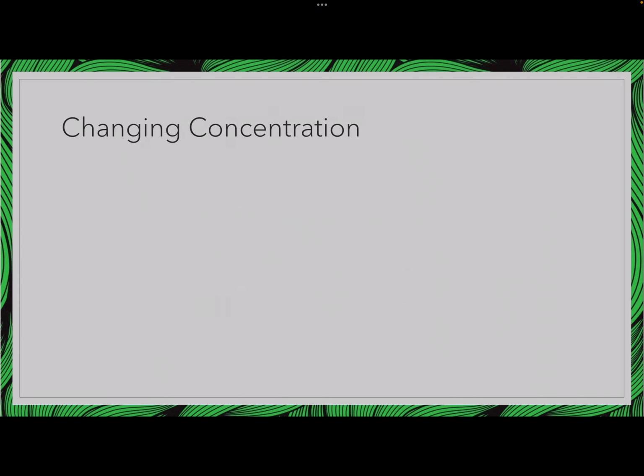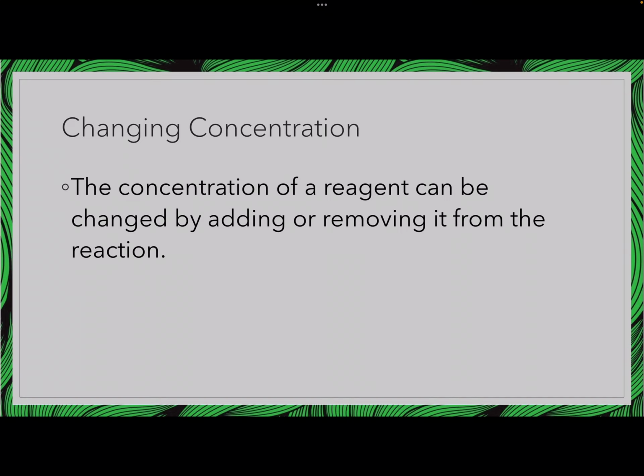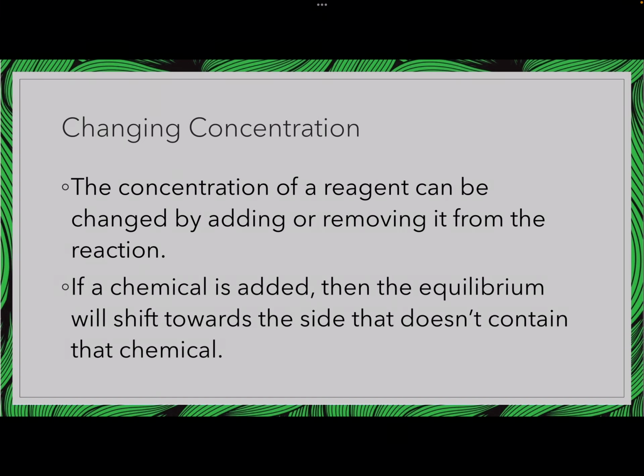So changing concentration. What happens when we change concentration? The concentration of reagents can be changed by adding or removing it from the reaction. So you could have an equilibrium system where you can add some extra protons or whatever chemicals are in the system. We can add some or we can take some away. If a chemical is added, then the equilibrium will shift towards the side that doesn't contain that chemical. So it shifts away from the side of the stuff we add. Okay, we'll do some actual examples shortly.